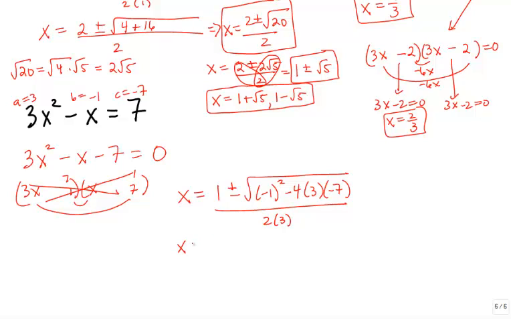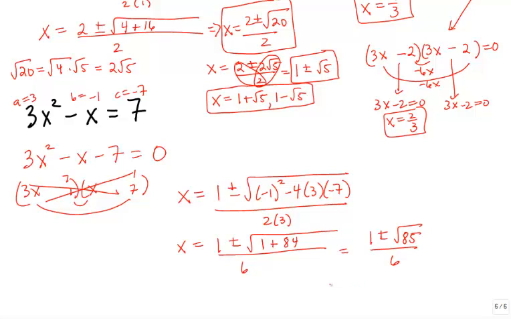And now if I go to simplify this, the denominator just becomes a 6, and under the radical, negative 1 quantity squared becomes a positive 1, and then 4 times 3 is 12, 12 times 7 is 84, and a negative times a negative is going to make this a positive 84. And so then when I go to simplify under that radical, I get 1 plus or minus the square root of 85, all over 6.